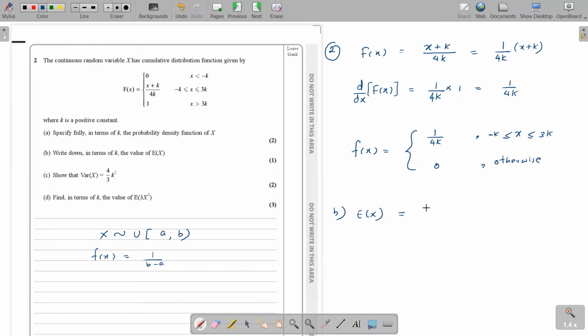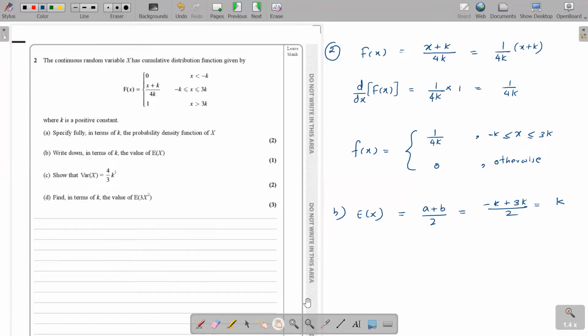And E(X) is going to be (a plus b) divided by 2. Can you see? Your a is going to be minus k, your b is going to be 3k. Add and divide by 2. Minus k plus 3k is 2k. 2k divided by 2 is k. Is that clear? It's just 1 mark. You need to realize by looking at this that we have actually got a continuous uniform distribution. That's the important thing.